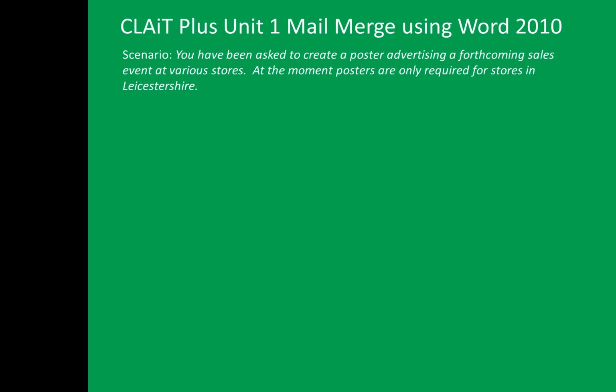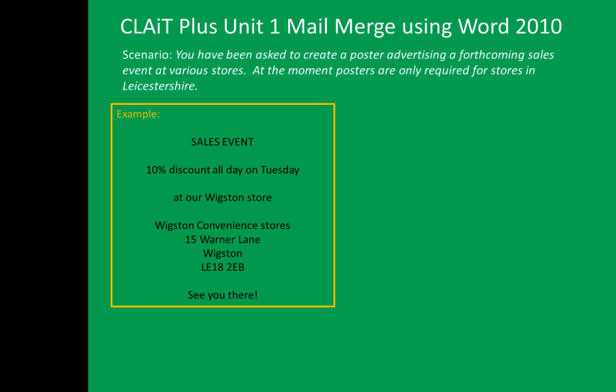Right, so here's the poster itself. Fairly simple. Heading is a sales event. You can get a discount all day on a particular day, and at the bottom of the poster you've got the name and address of the store. So you've got a combination there of what I call common text, in other words text that's got to appear on every single poster, i.e. sales event, and unique or personalised text such as Wixton convenience stores and the address, which only applies to that particular poster. So just to highlight that, everything in black has to appear on every single poster. Everything in red is just unique to that particular store.